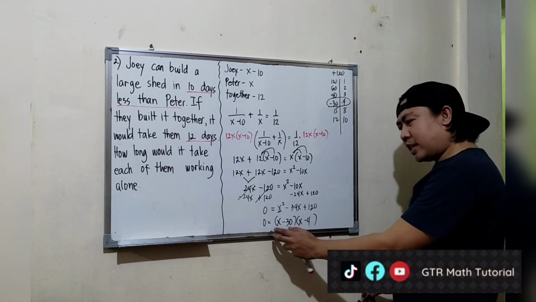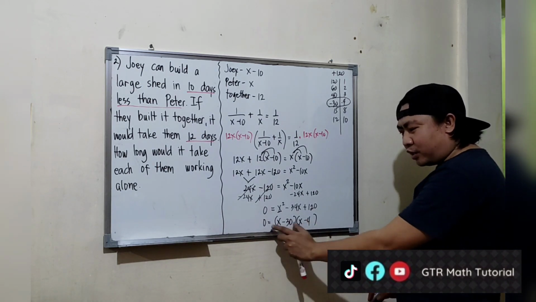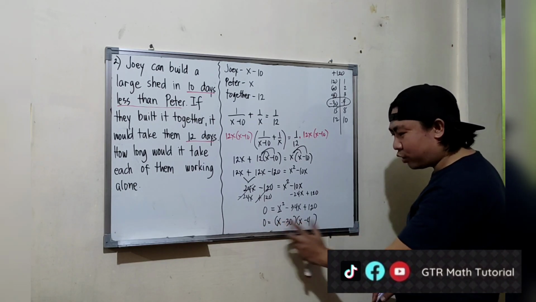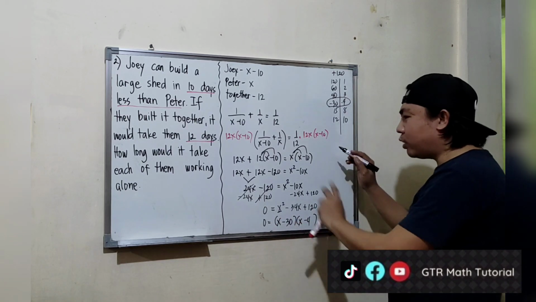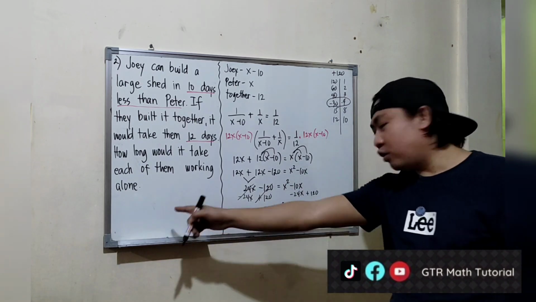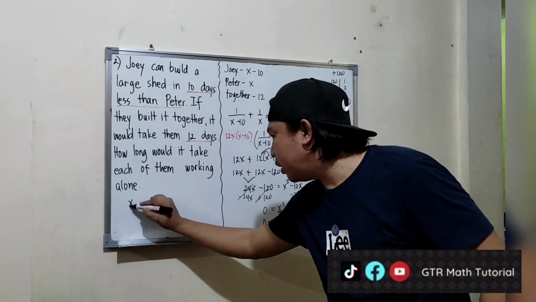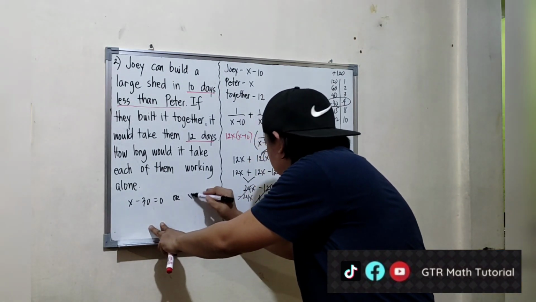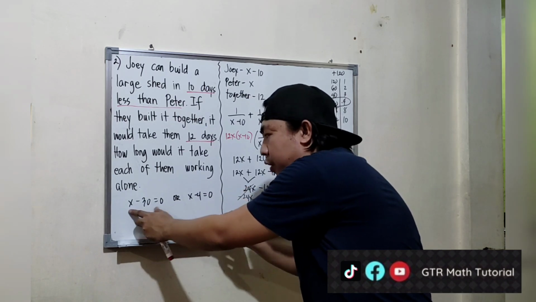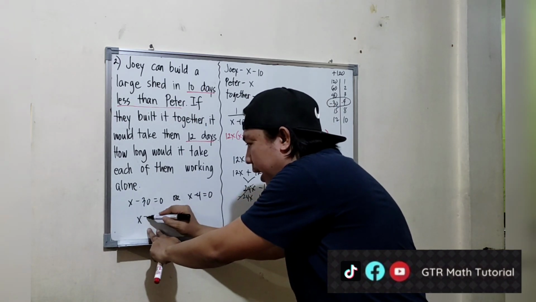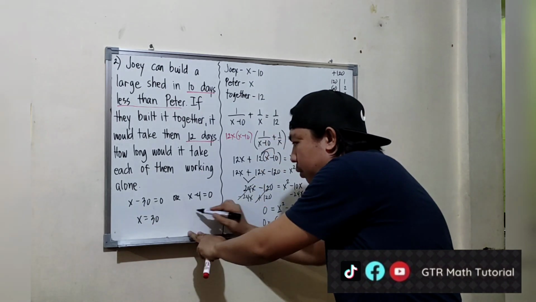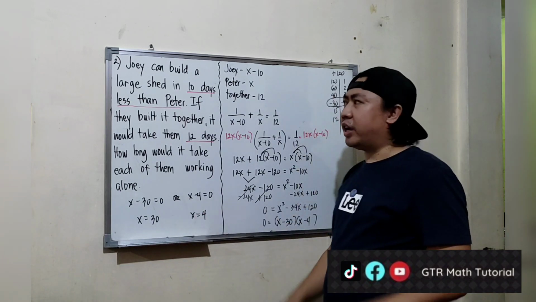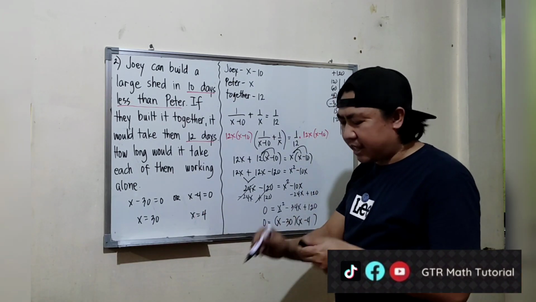Then we equate each factor to 0, since it is quadratic and factorable. For the product to be 0, one of them, or both, must be 0. So we have x minus 30 equals 0, or x minus 4 equals 0. Solve for x: add 30 to both sides, so x equals 30, and add 4 to both sides, x equals 4. Only one answer is valid, either 30 or 4, so we reject one of them.